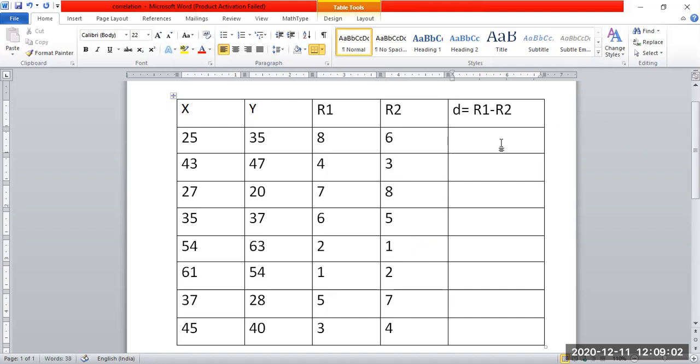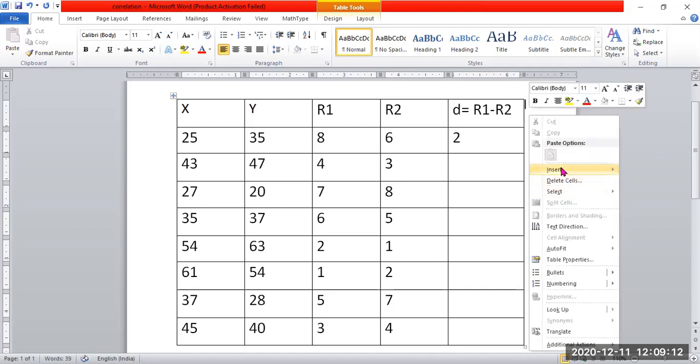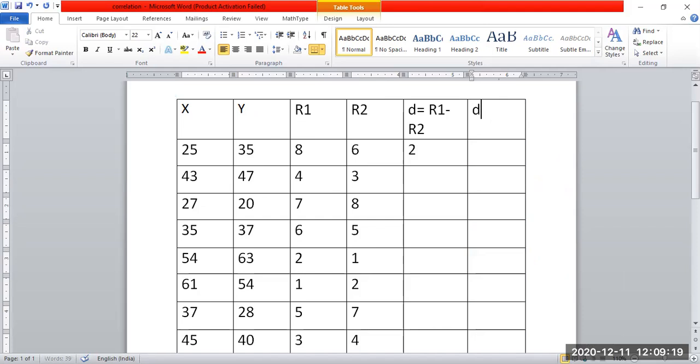Now subtract, 8 minus 2, there is a 6. Okay, we'll make one more column because we need the d square column. Yes, so this is d square.